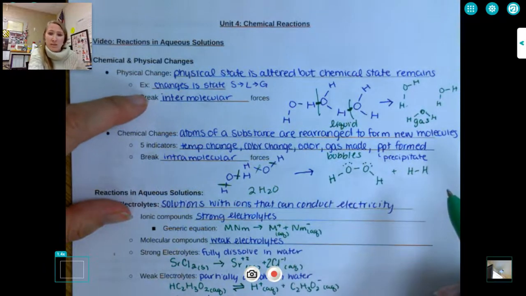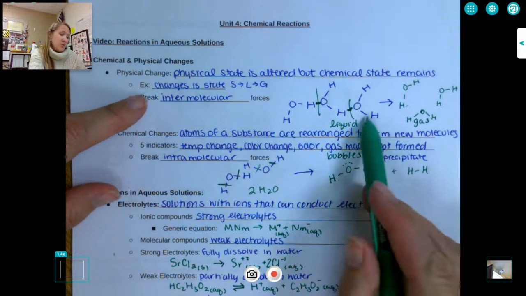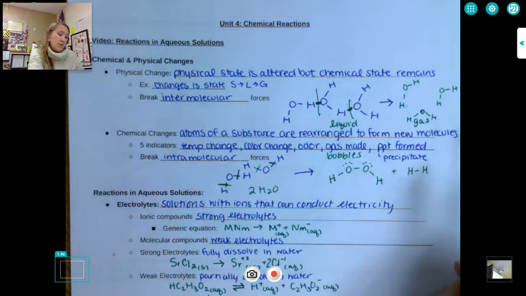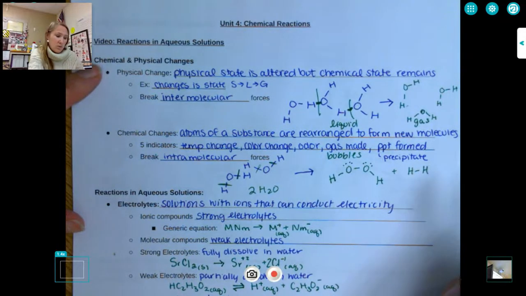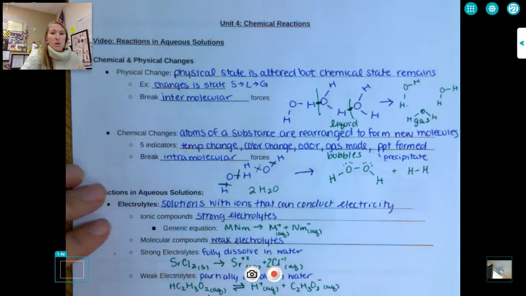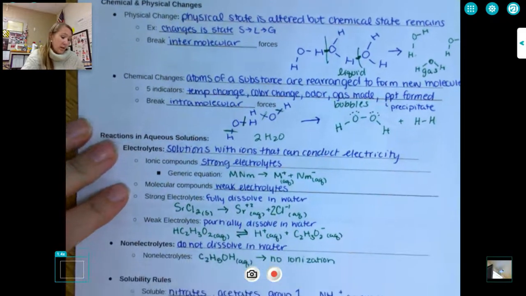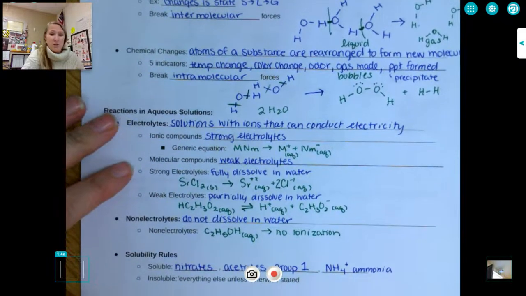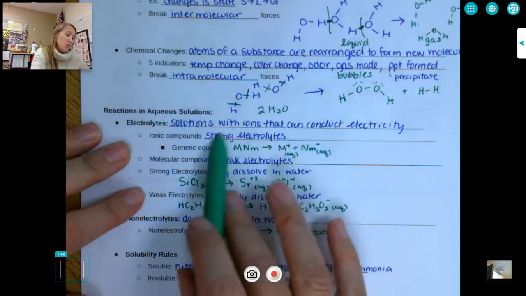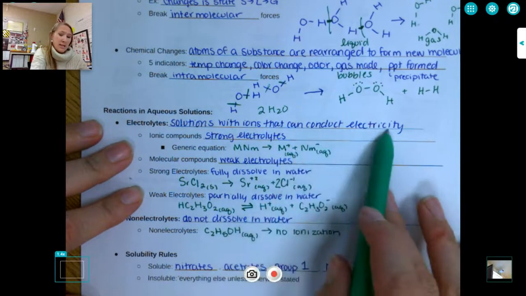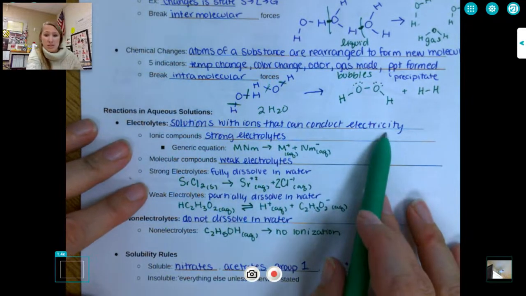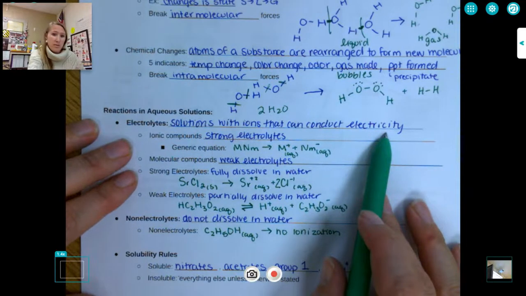If I'm just dissolving something, I just have the same thing. I am just turning it into aqueous. So I'm changing state. Thinking about things that get dissolved in water, and if they break apart into ions, we call them electrolytes. So they're solutions with ions, and those ions can conduct electricity because they have charges, and so our electrons can jump from one to the other.